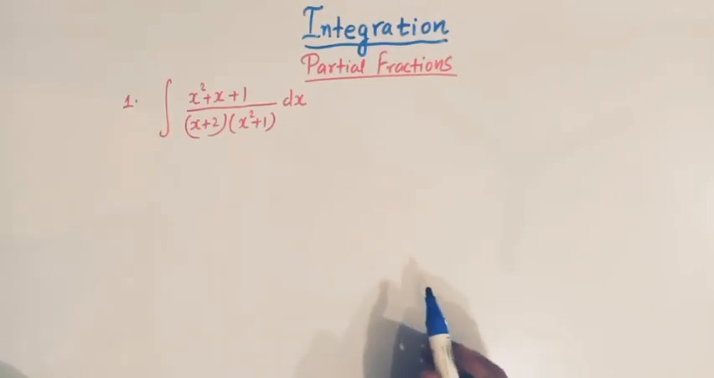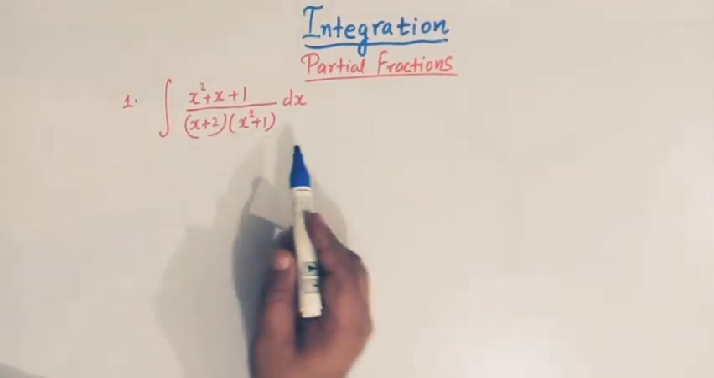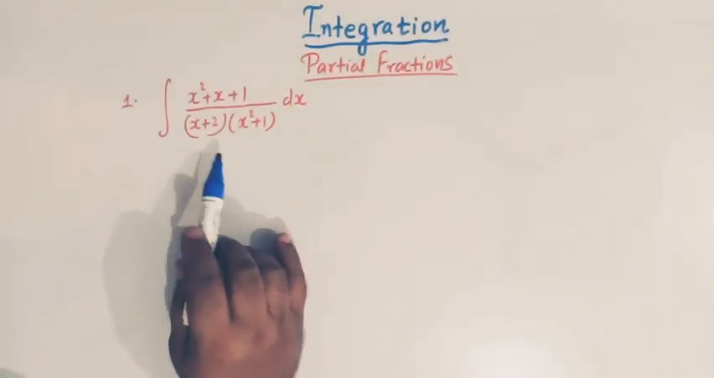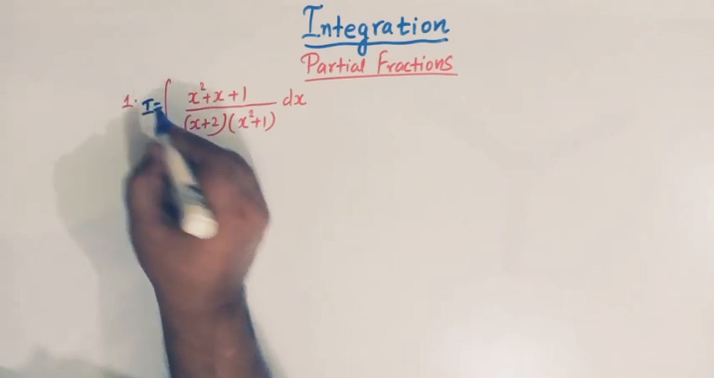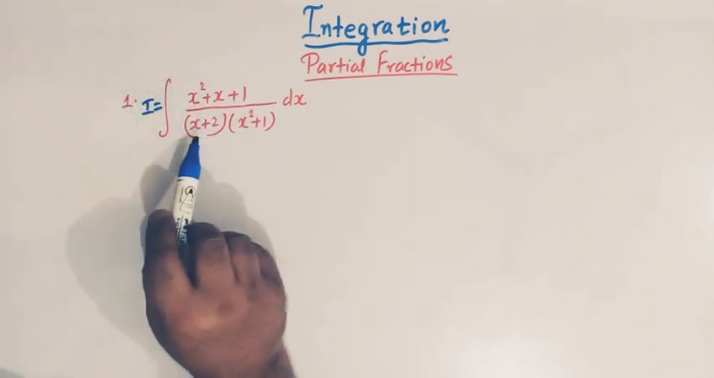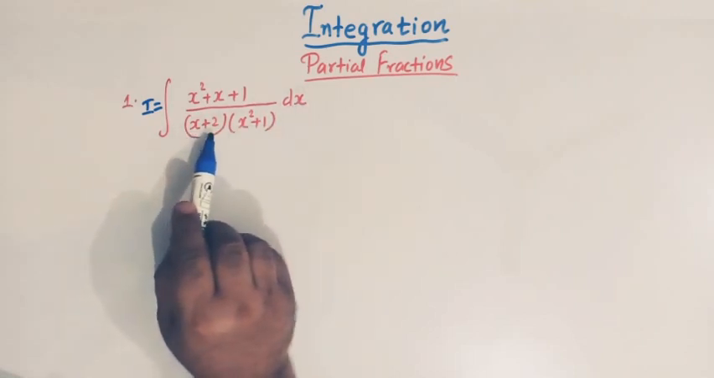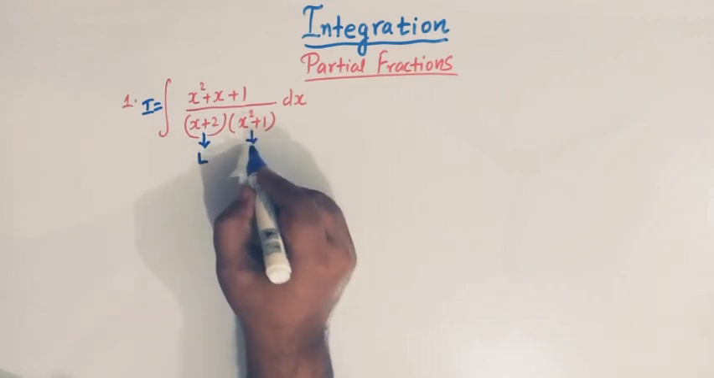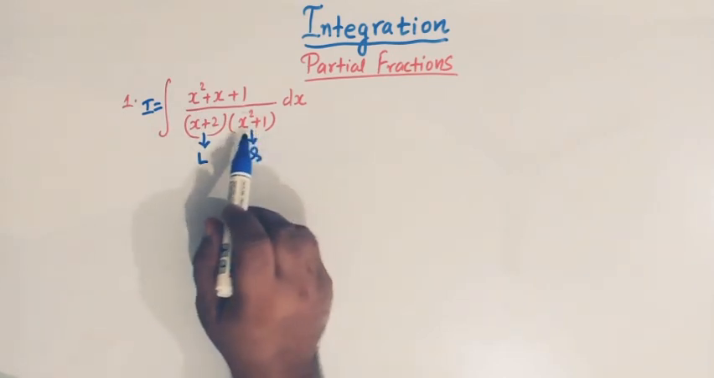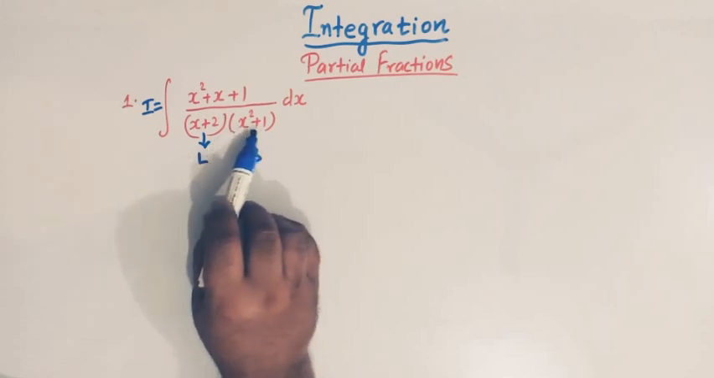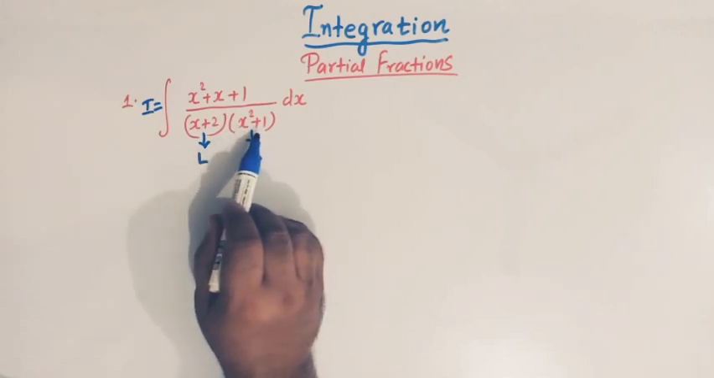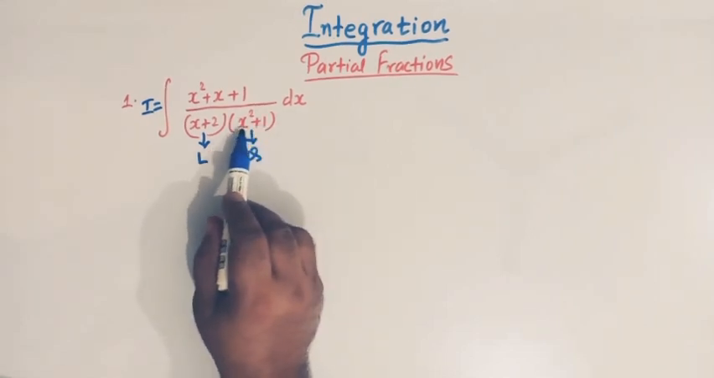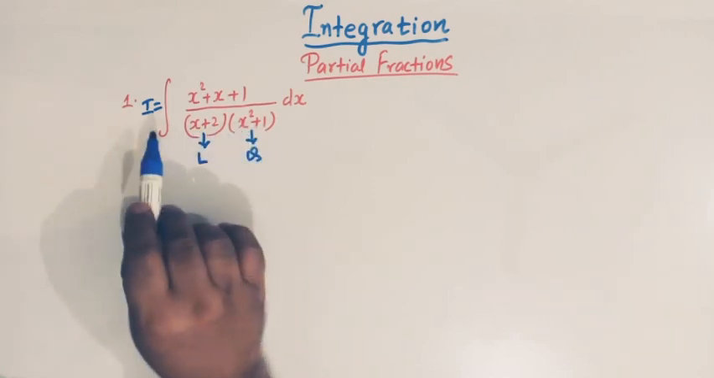Hello viewers, in today's class we are going to solve some problems related to partial fractions, and here I am taking this problem. This problem contains in the denominator a linear factor, and this is a quadratic factor which is not factorizable into linear factors, right? So here we cannot factorize x square plus 1 into real linear factors.